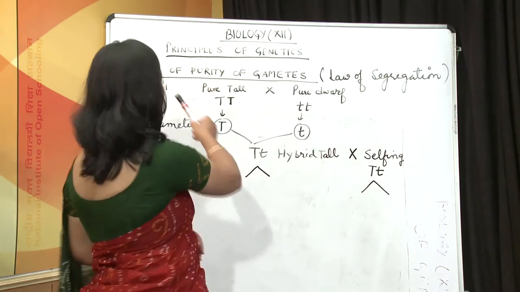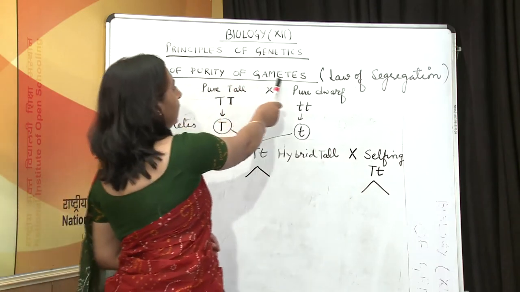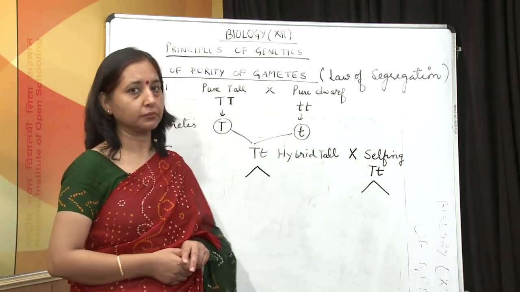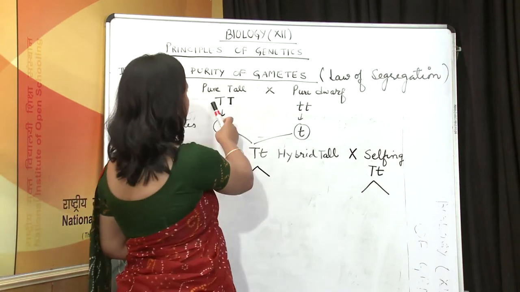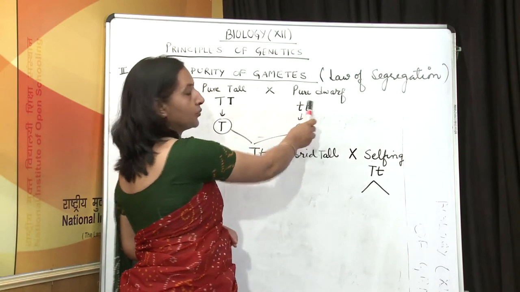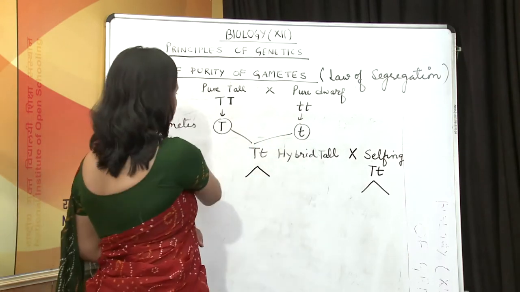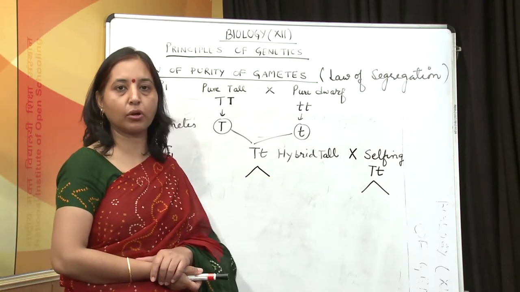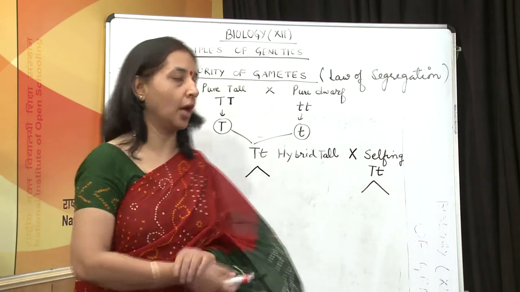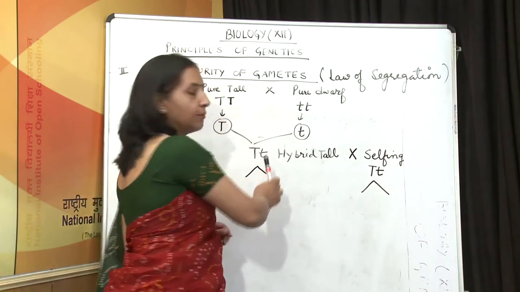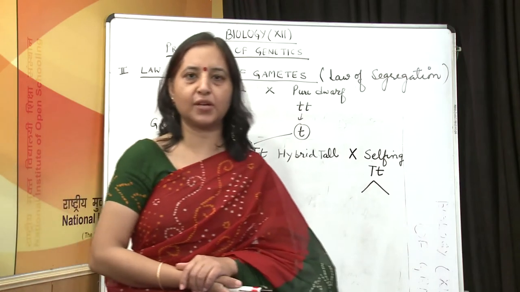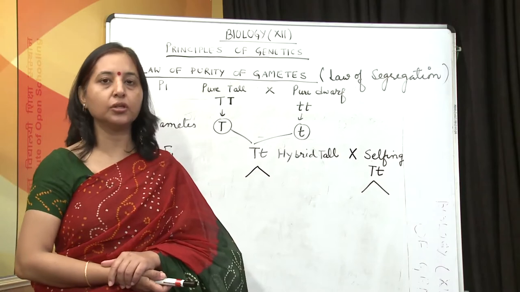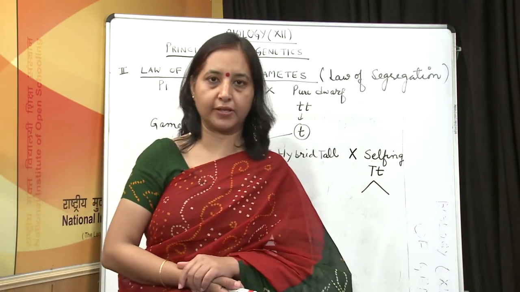The second law of inheritance is the law of purity of gametes, which is also called the law of segregation. As we all know, when a pure tall parent is crossed with a pure dwarf plant, in the first generation we get 100% tall plants. This is what the law of dominance is all about: out of two traits, only one is able to exhibit itself in the first generation, and that particular character is said to be dominating. So here, tallness is dominating over dwarfness.